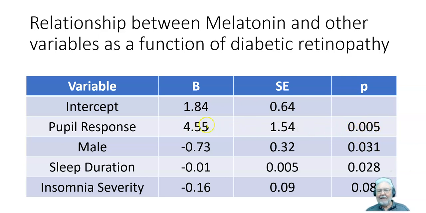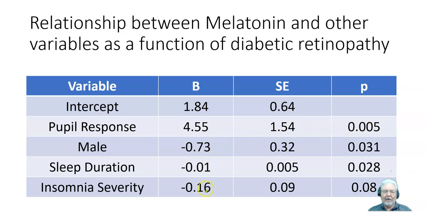Remember, significance doesn't prove it, it just eliminates the chance. But 4.55 divided by 1.54 is a t-value in the neighborhood of 3, which is a big t-score, resulting in the probability that you'd find that by chance if pupil response didn't matter, in other words, if the null hypothesis were true. That's a small probability, 0.005.